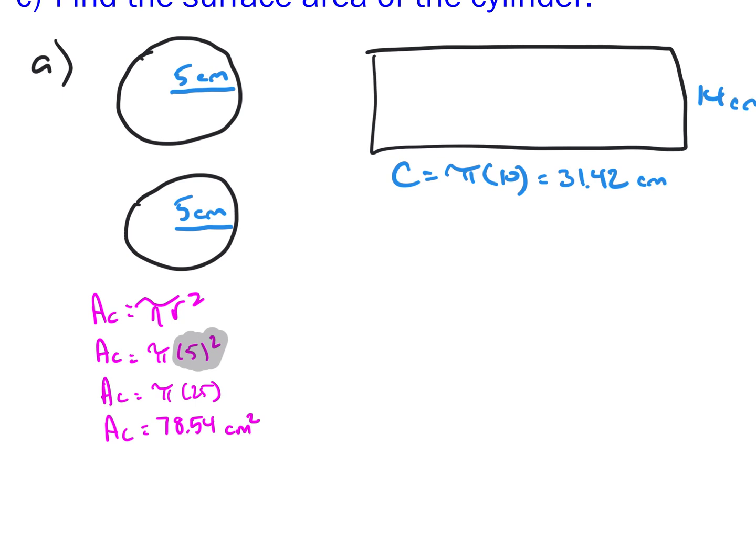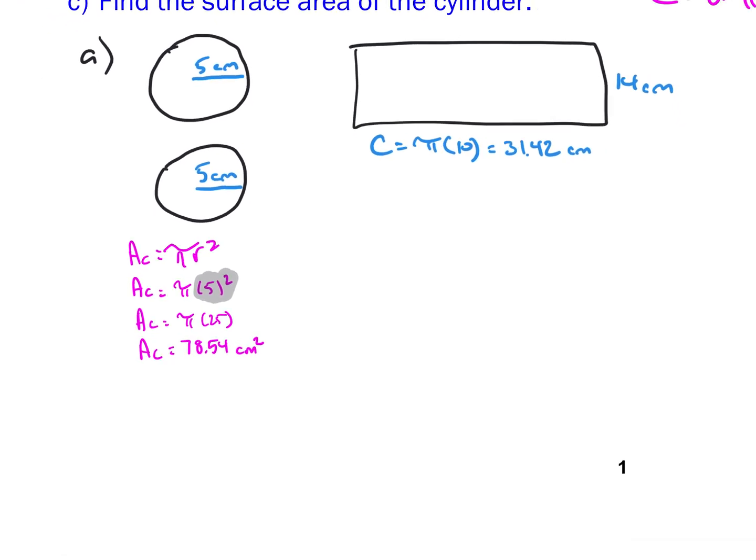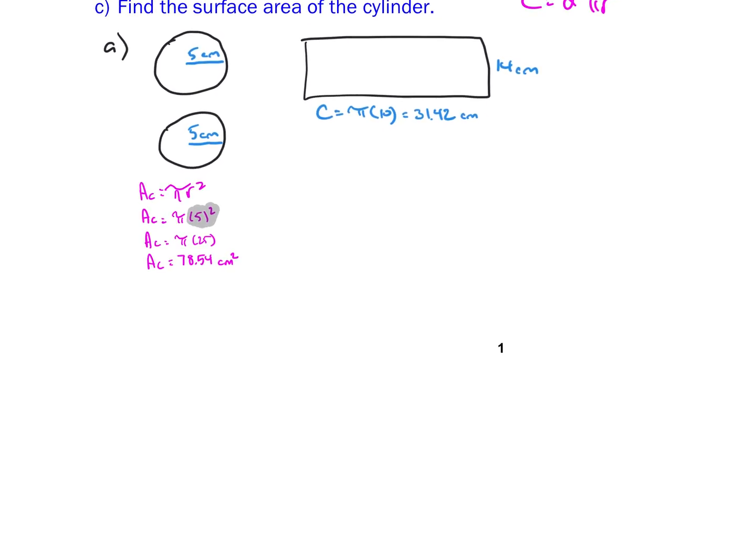Now I just want to point out that's the area of one circle. We have 2 circles. So when we find the surface area, we are going to have to count that twice. And maybe I'll set that up just a little bit below. Because at the final step, we're going to go 78.54, another 78.54 because there's 2 circles. And then we're going to put the area of the rectangle. Now we haven't figured out the area of the rectangle yet. That's our last thing that we're going to do. So let's do that now.